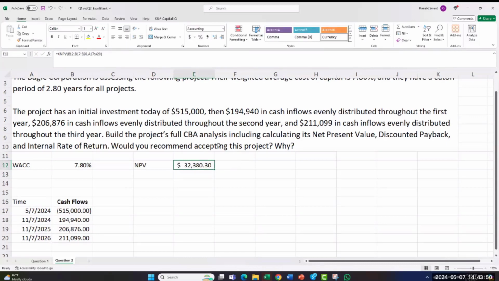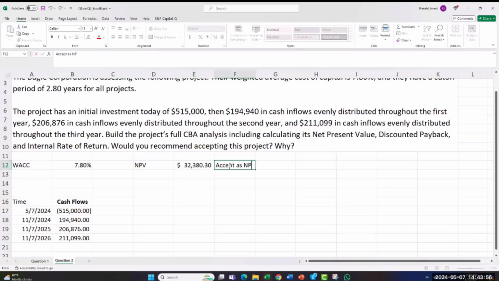And then you notice here, would you recommend accept or not? Here, you can just type it here. Accept as NPV is greater than 0. Well, give me at least that. Accept, and why? Because net present value is greater than 0. I want you to demonstrate to me the NPV rule, and y'all are all doing it in your cases, so you understand it. The NPV rule is if it's greater than 0, accept.